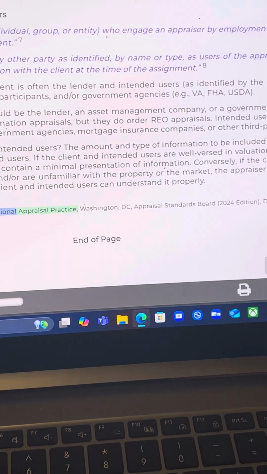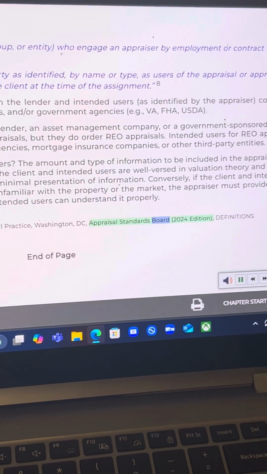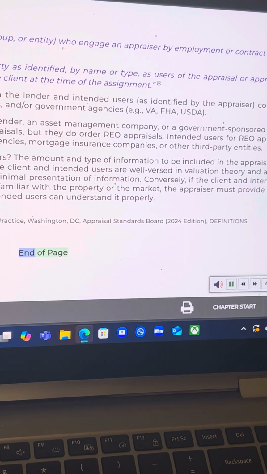Uniform Standards of Professional Appraisal Practice. Washington, D.C. Appraisal Standards Board, 2024 edition. Definitions. Exhibit. End of page.